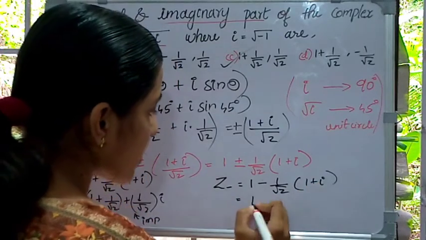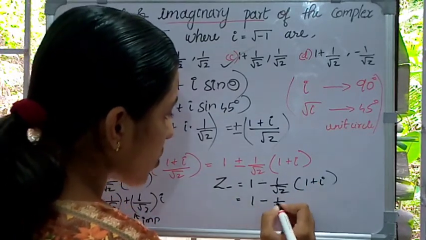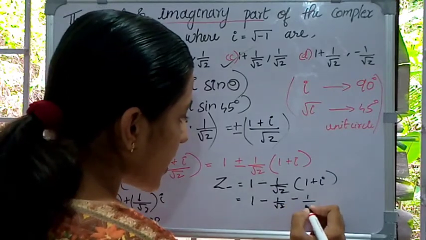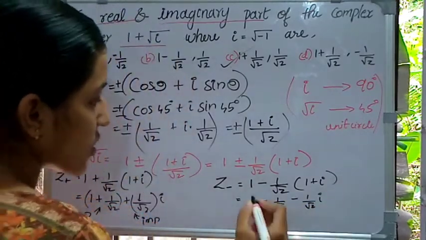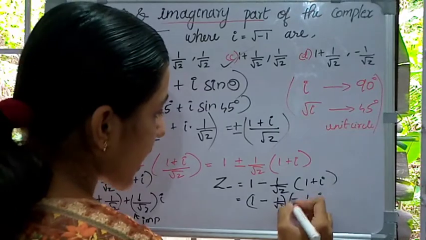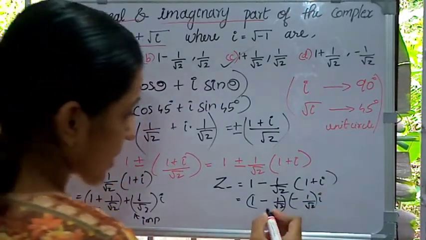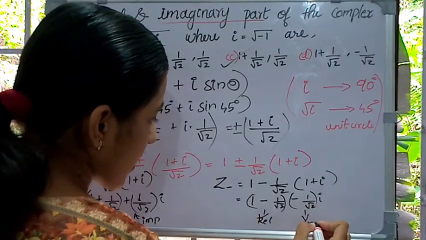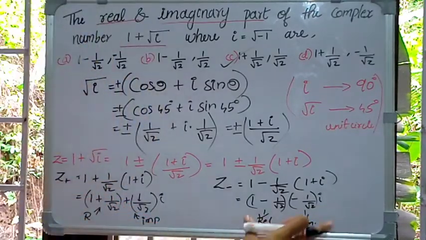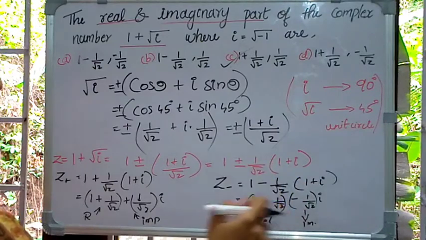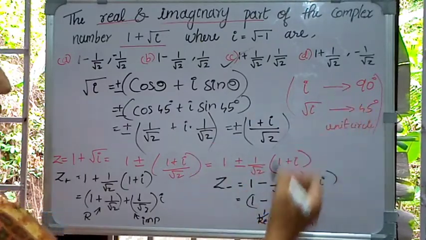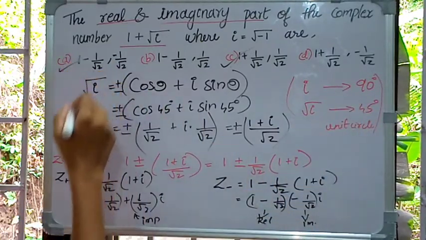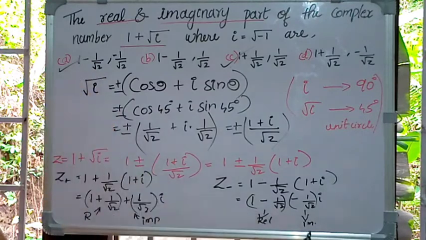So when we expand this, we get 1 minus 1 by root 2 minus 1 by root 2 i. So this is the real part and this one is the imaginary part. Let's check which of the options is the correct one. So here it's given that 1 plus 1 by root 2 is the real part, and the imaginary part is negative 1 by root 2. So option A and option C are the correct ones.